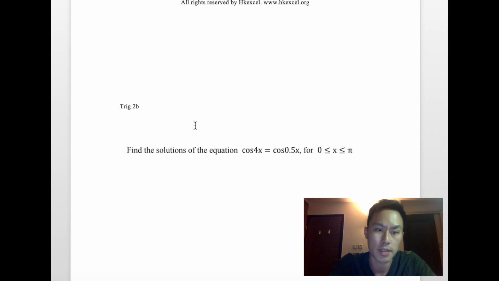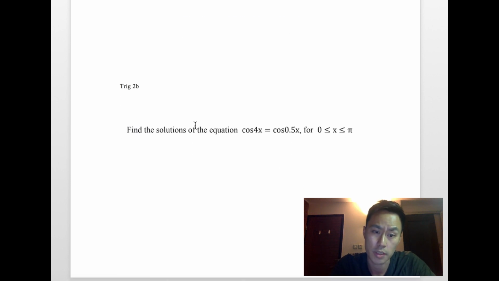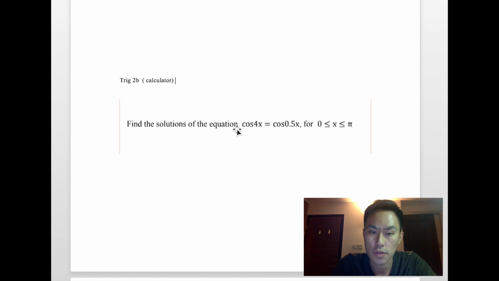And for trig questions, yeah, trigonometry questions. This is a calculator paper, so which is paper 2. Find the solutions of the equation cosine 4x equals cosine 0.5x for x between 0 and pi. Yeah. So whenever it says find solutions, that means find the value of x. So how do you solve this?